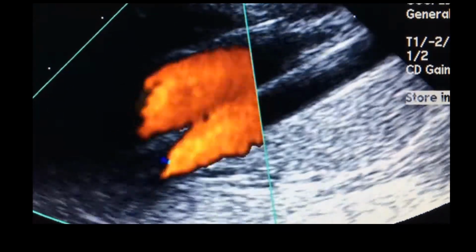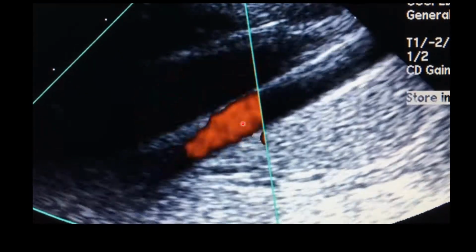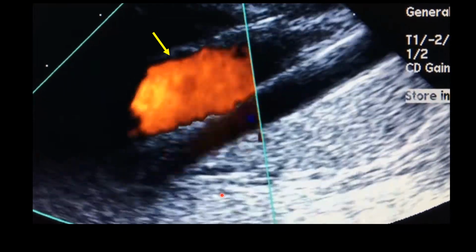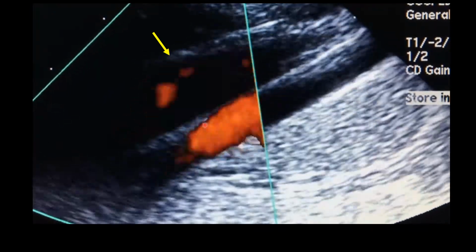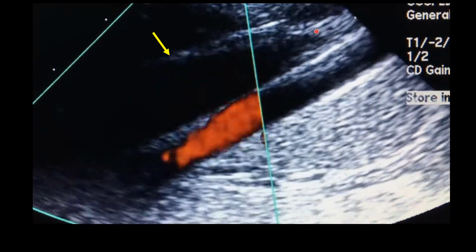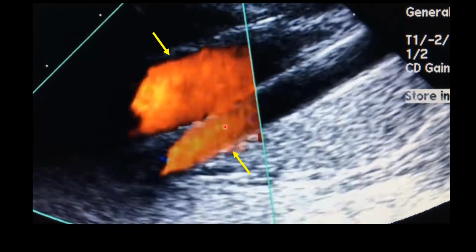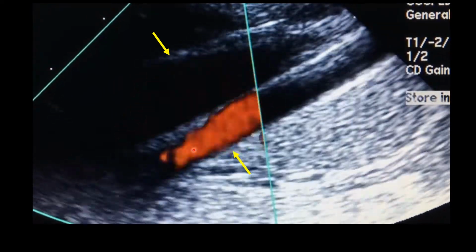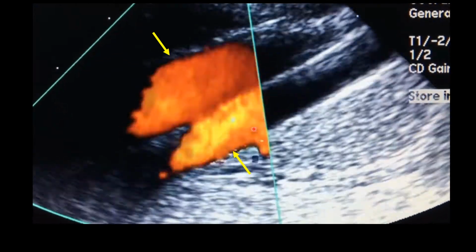So this is the right common carotid, and up here is the right jugular vein, and we can clearly see that blood is flowing towards the brain here. And over here is the left common carotid. You can see pretty normal blood flow going through the left common carotid.